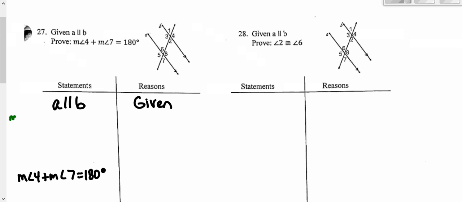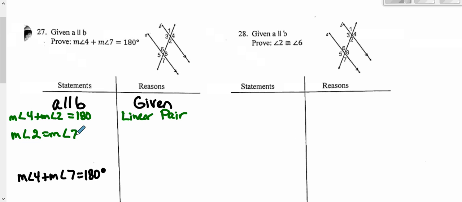So the measure of angle 4 plus the measure of angle 2 is equal to 180 degrees, and that is because they are a linear pair. Then I'll say the measure of angle 2 is equal to the measure of angle 7. You'll notice those are corresponding.